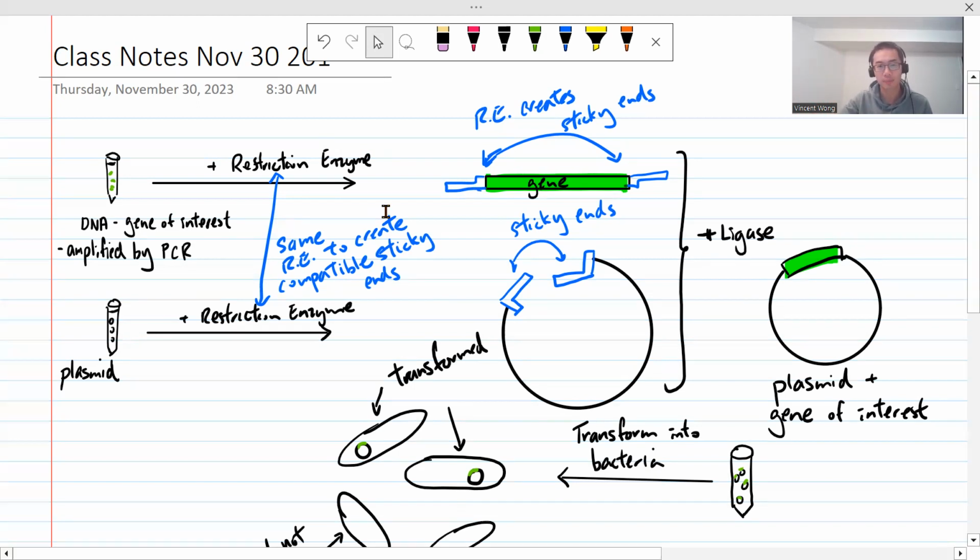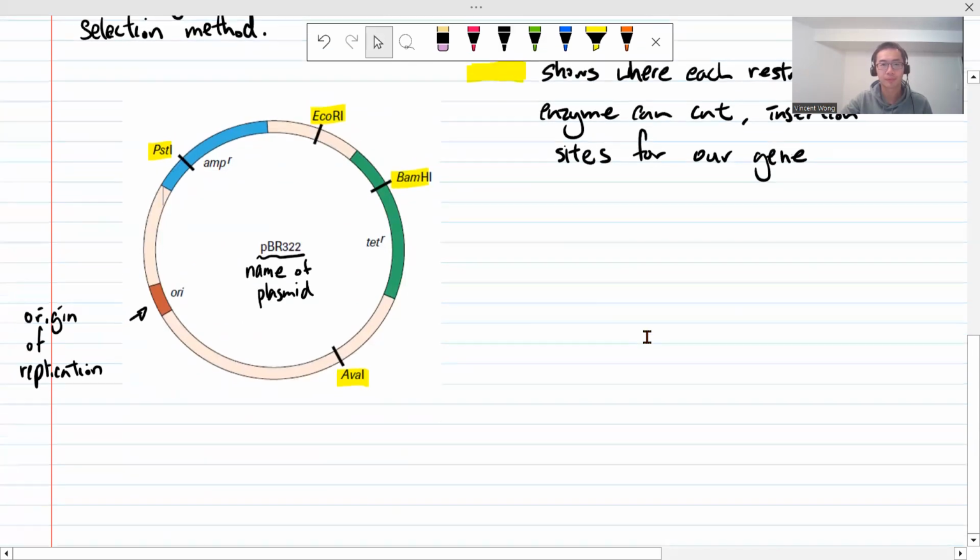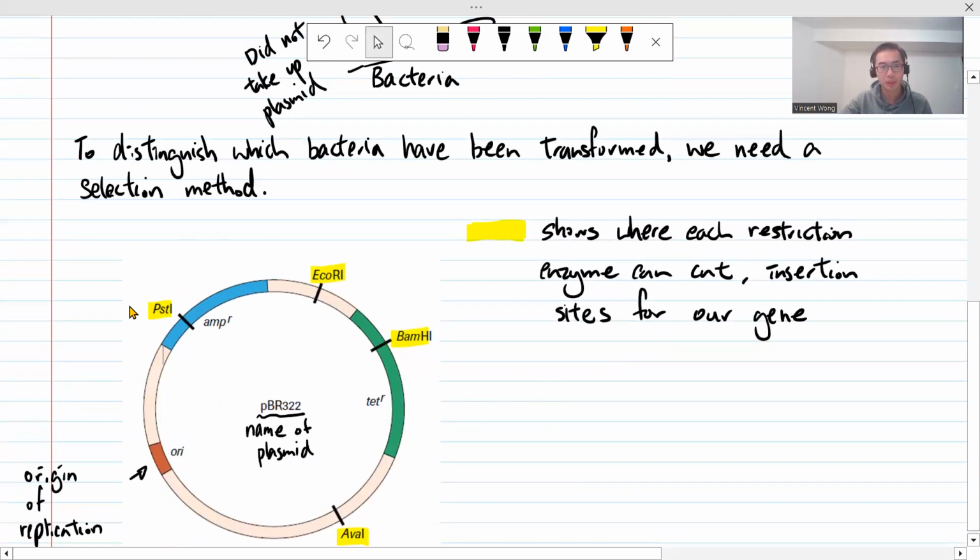Does anybody have any question so far? Do we all understand what the yellow sites are?